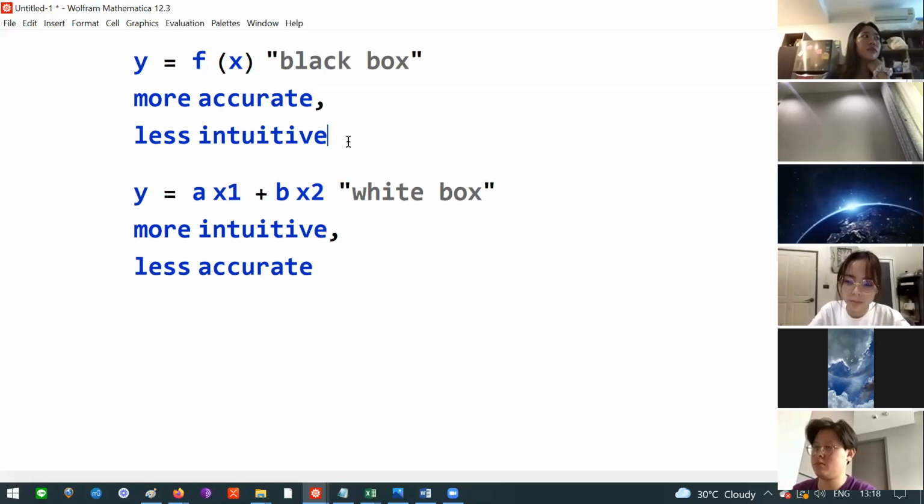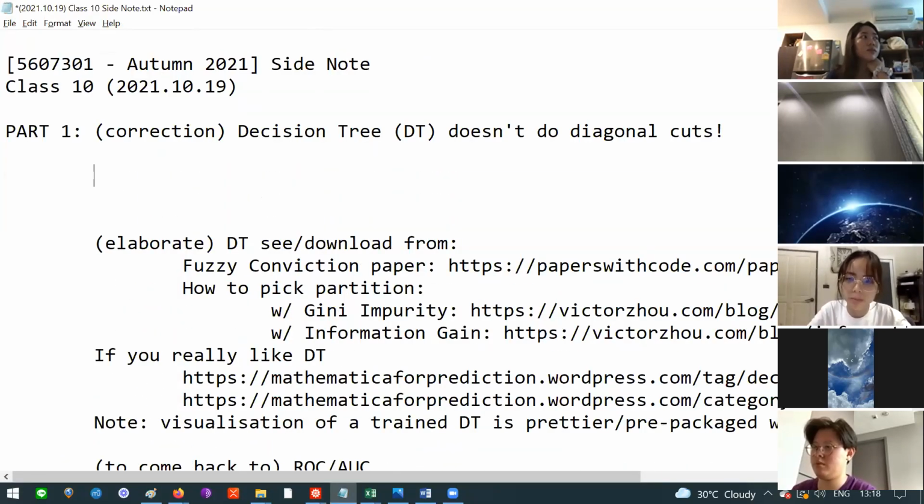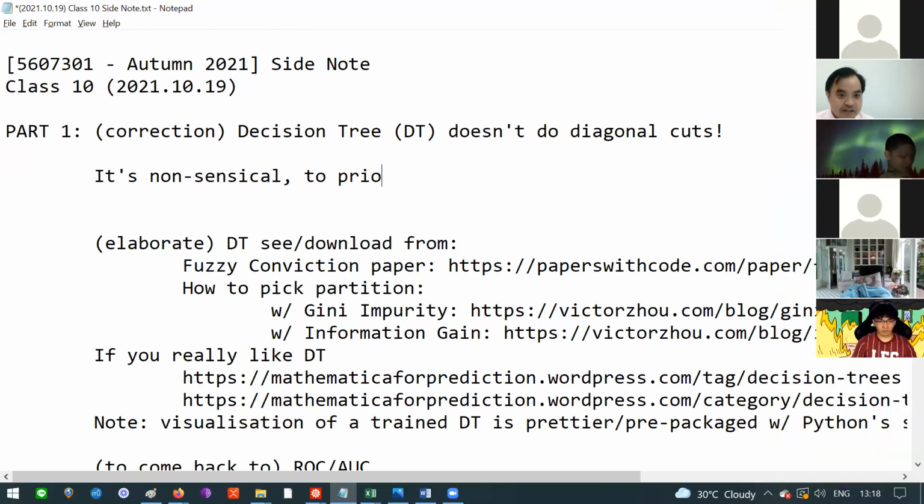Having said that, let me put that in my notes. It's nonsensical to prioritize intuition over, say, accuracy or performance.